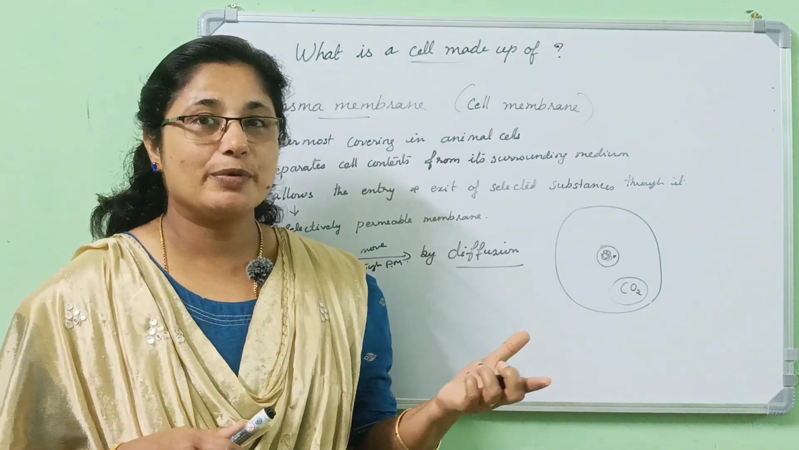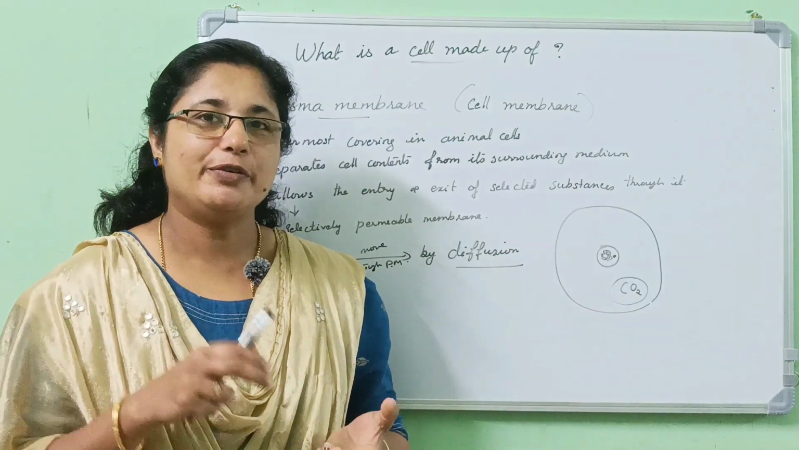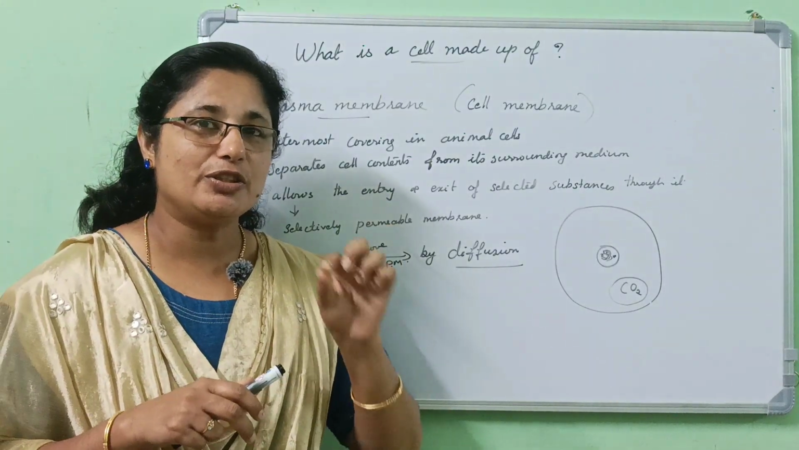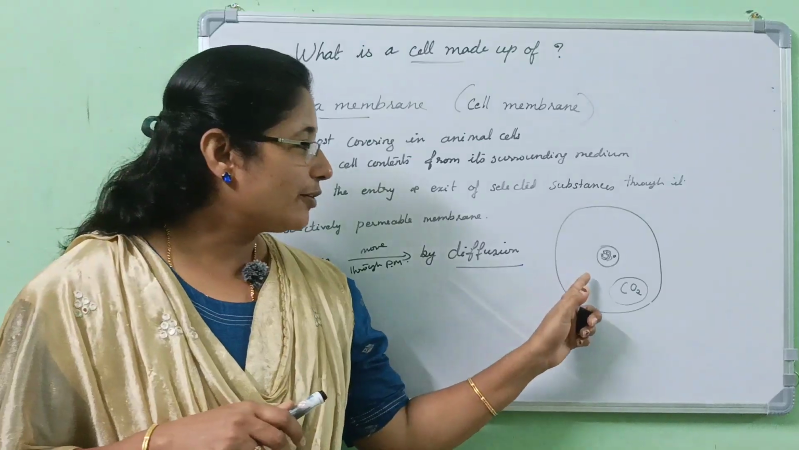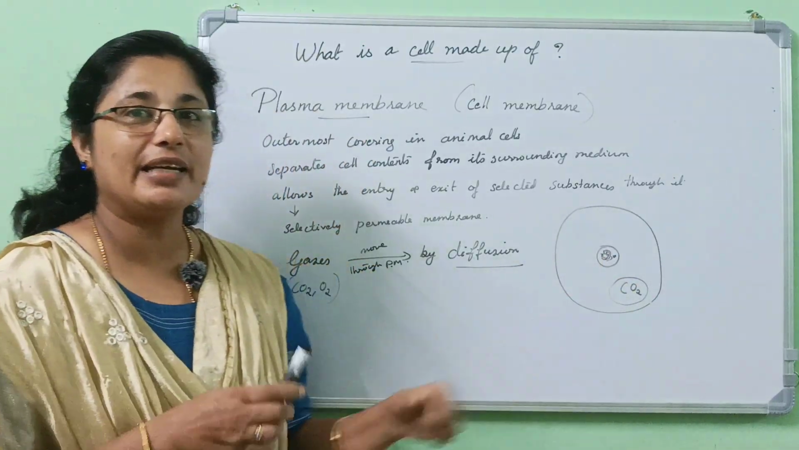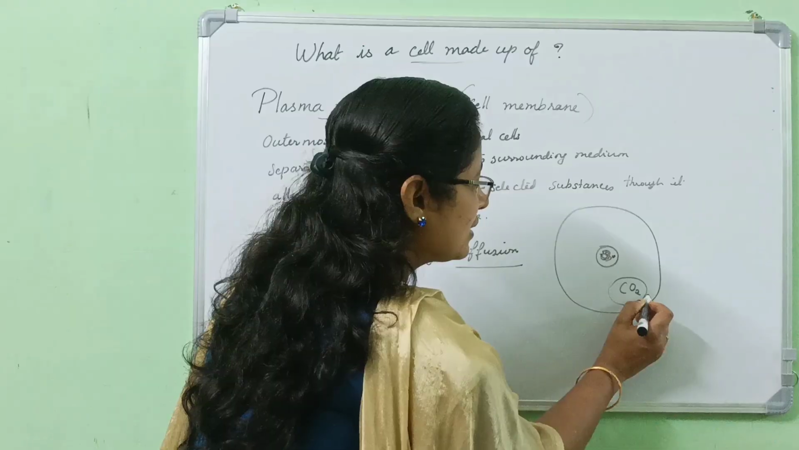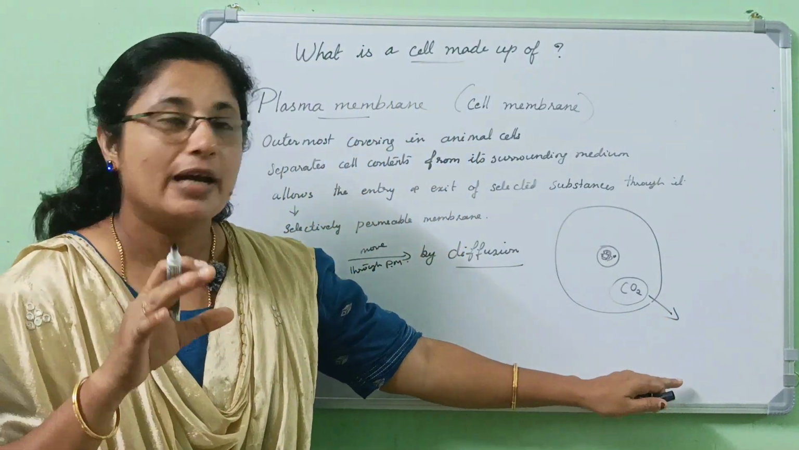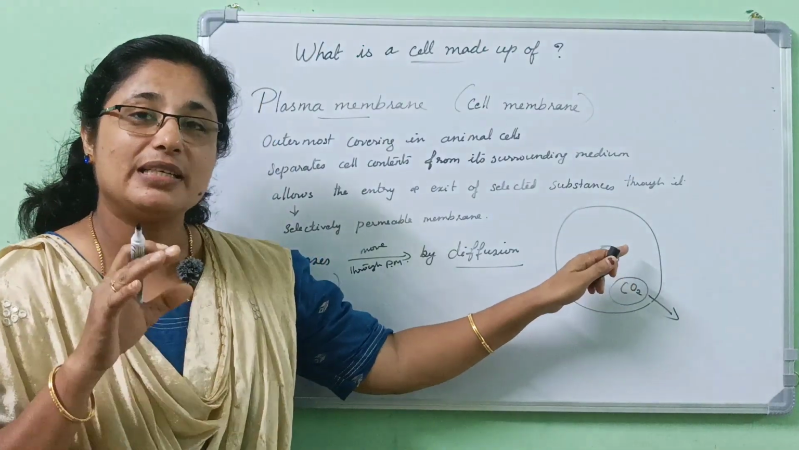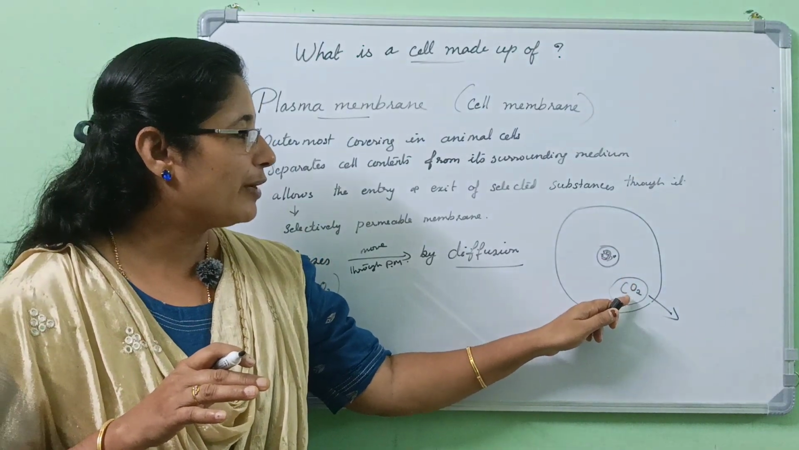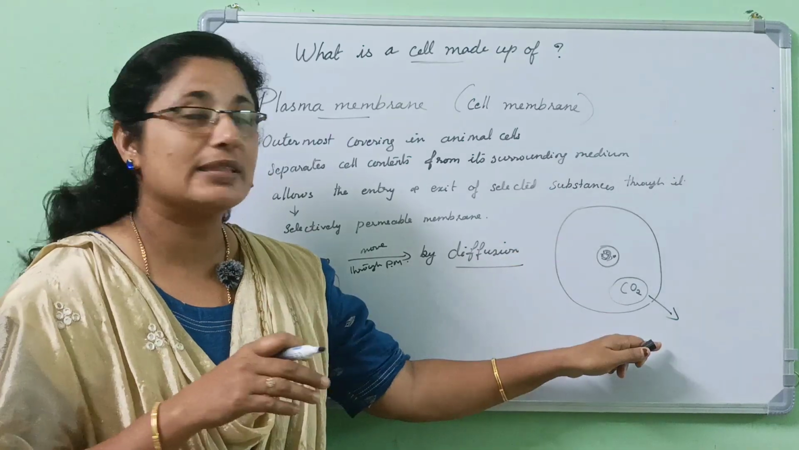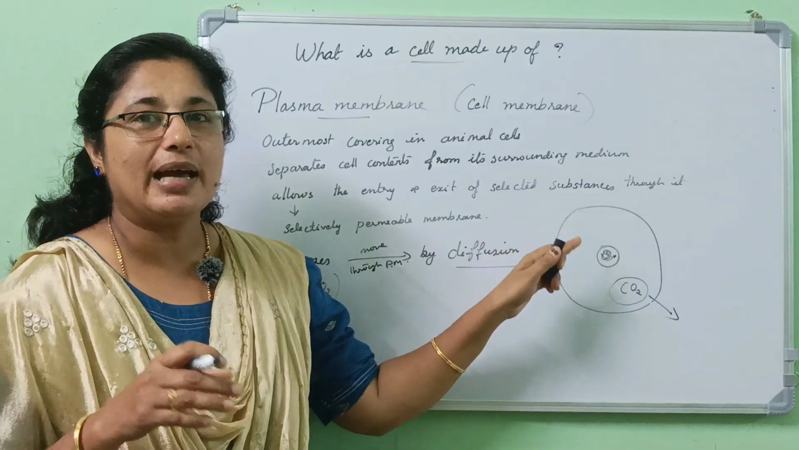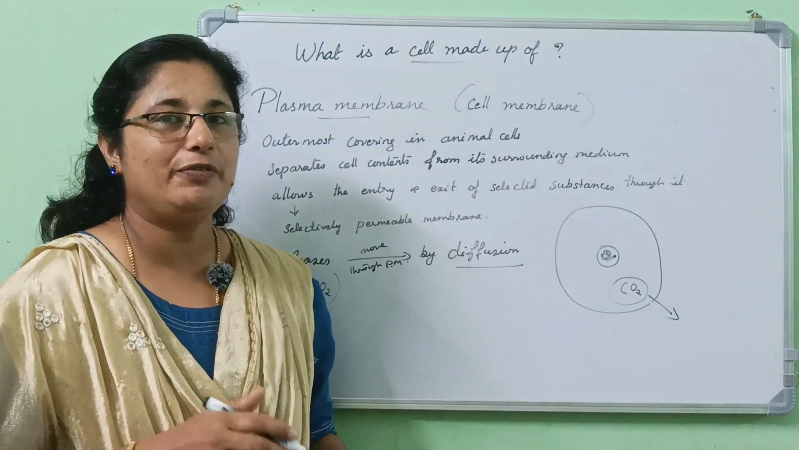What is diffusion? Diffusion means the movement of particles or substance from a region of its higher concentration to a region of its lower concentration. Here the concentration of carbon dioxide is higher inside the cell, so it moves towards the outer medium, because in the outer medium the concentration of carbon dioxide is lower compared to inside the cell. So the movement of carbon dioxide from the cell towards the surrounding medium takes place through the plasma membrane, and it occurs by the process of diffusion.